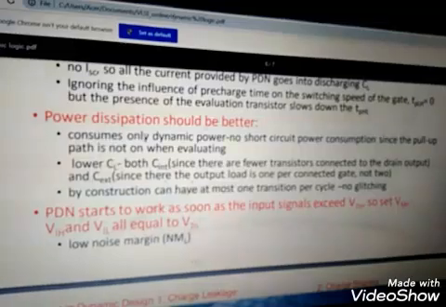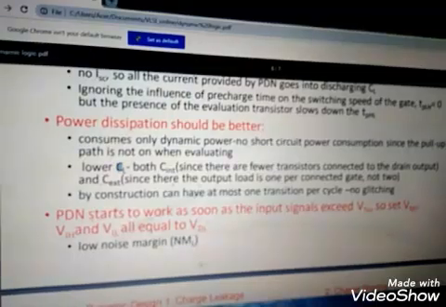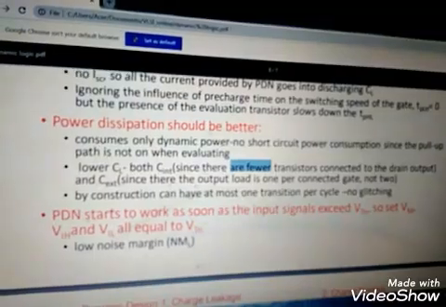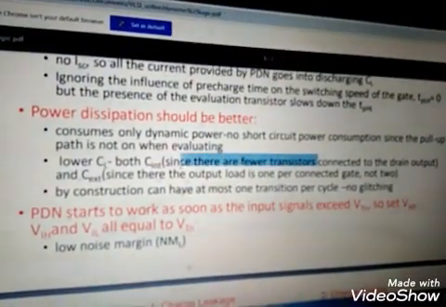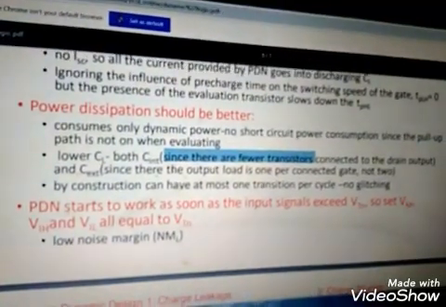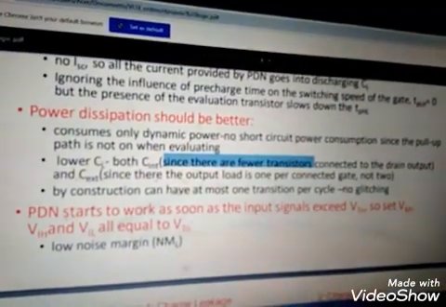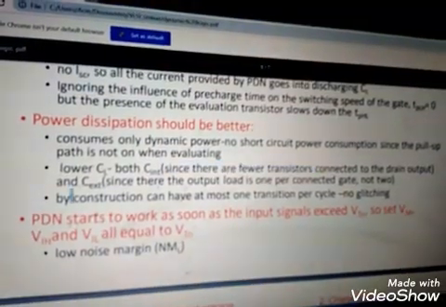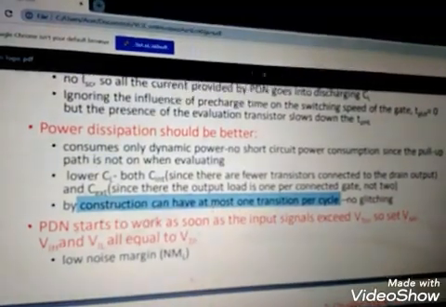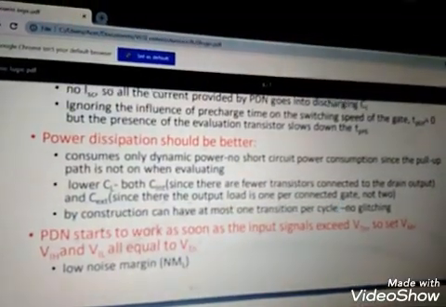Thereby it consumes only dynamic power and no static power in a particular design, and lower CL as well as the internal capacitor. So fewer transistors are connected. So this fewer transistors only we have seen in the special features of a dynamic design where we have a MP transistor and ME transistor, and the logic implementation it is by means of a NMOS. And the last point, it is related with, here we have a construction which is related with at most one transition per cycle. So it implies that no glitching takes place.